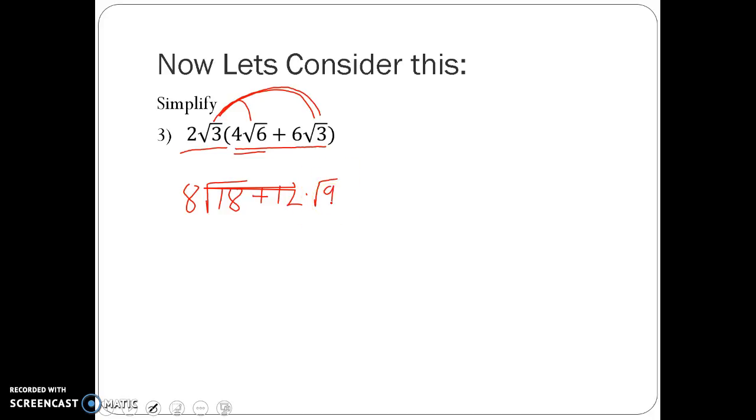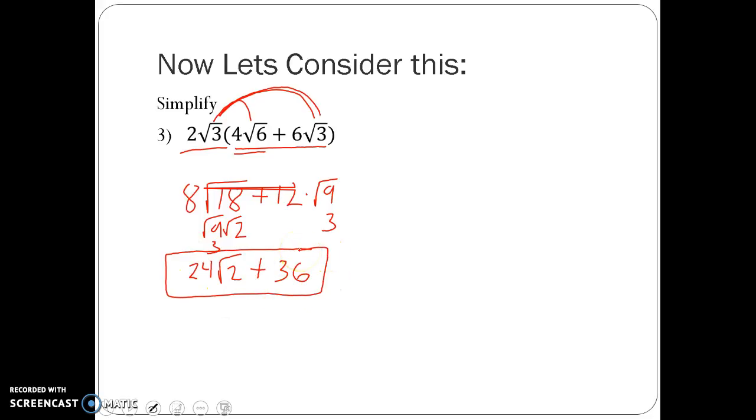So I can simplify the radical 9 to 3, and 12 times 3 is 36. And then I can also simplify the left side, because the square root of 18 is the same thing as 9 times 2. And the square root of 9 is 3. So this 3 is going to come on the outside with the 8, and that's going to be 24 radical 2 plus the 36. And I can't add those together, so that would be my final answer: 24 radical 2 plus 36.